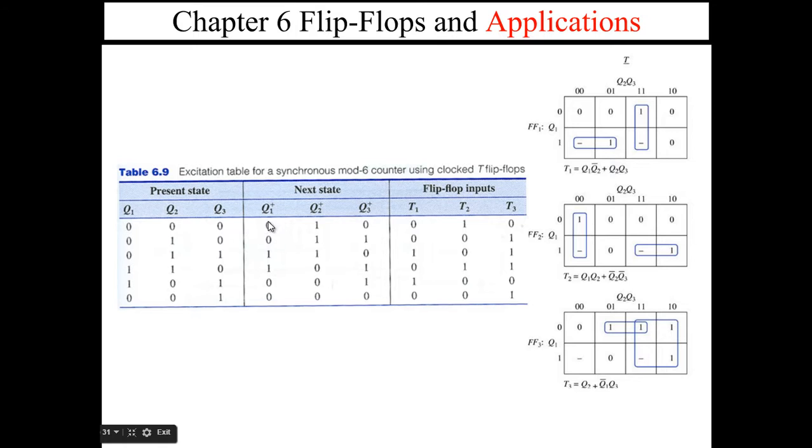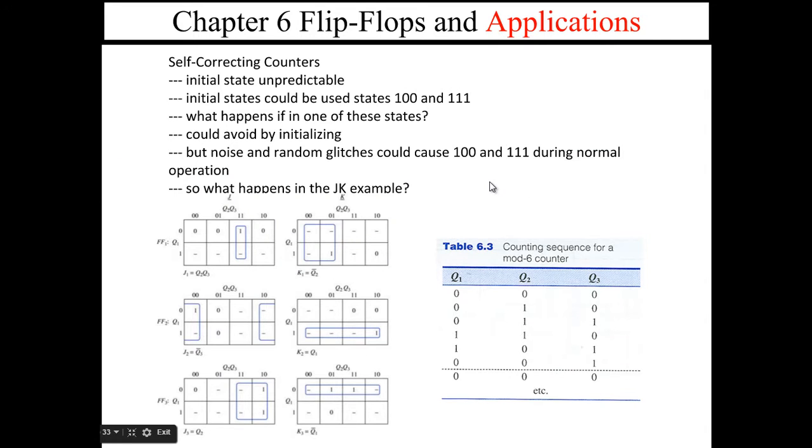Okay, so here we don't want to toggle. Here we do want to toggle. Here we don't want to toggle. Here we don't want to toggle. Here we don't want to toggle. And here we do want to toggle. So that's why you think about it, building this. And then you can build, and sometimes the T flip-flop is simpler than a JK, most of the time it's not.